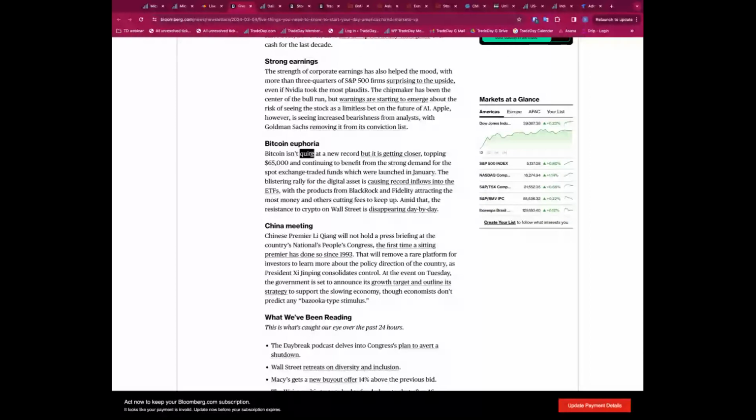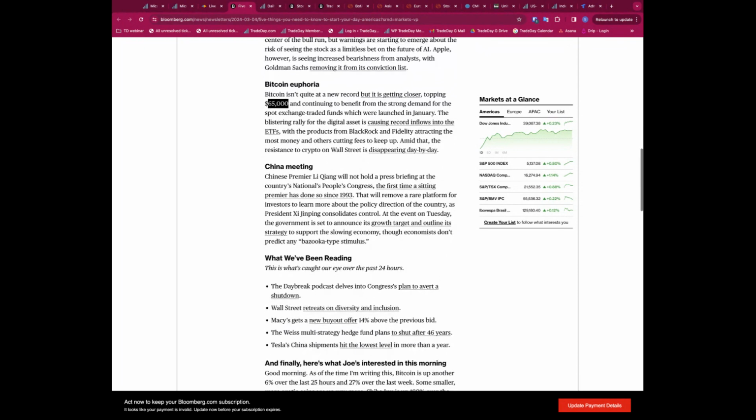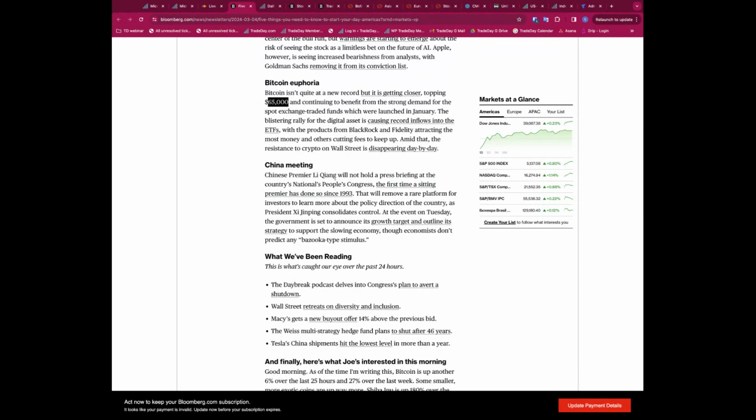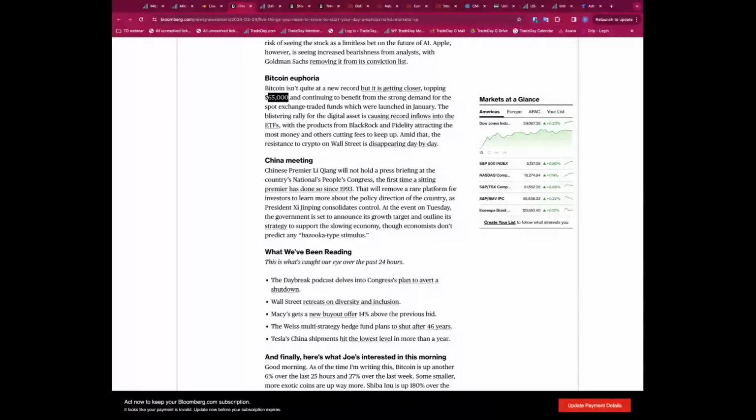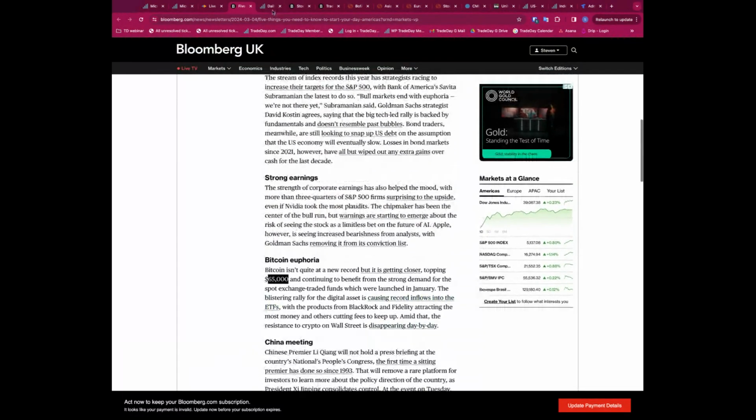Bitcoin, with the risk on, is up through 65,000 today and continues to push higher. And then China Premier Li Qiang will not hold a press briefing at the country's National People's Congress, the first time since 1983. Nothing really significant in there from China.